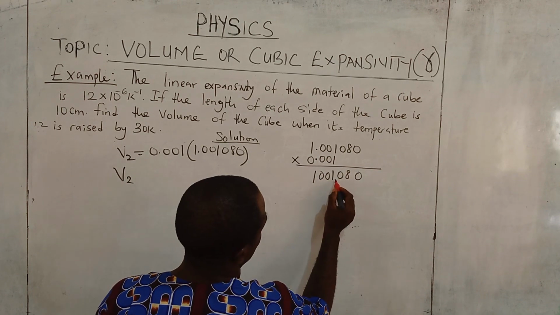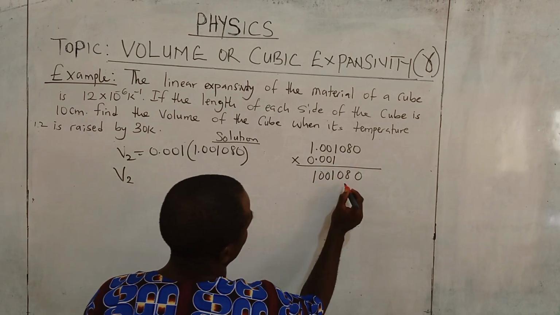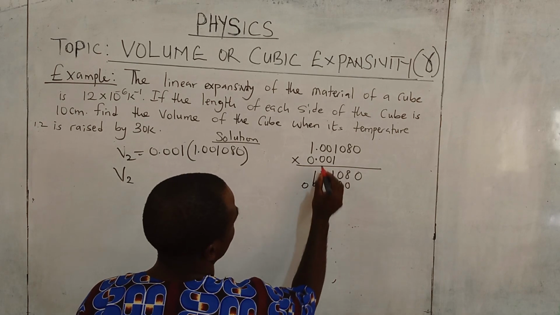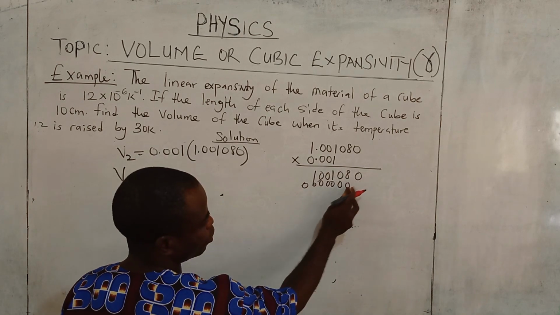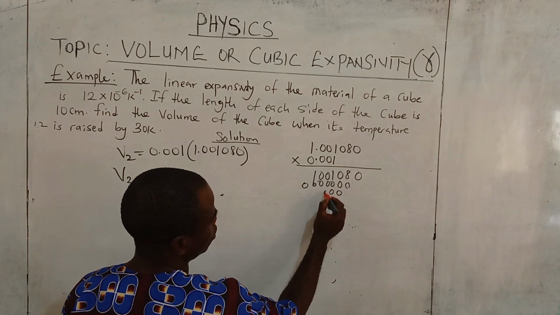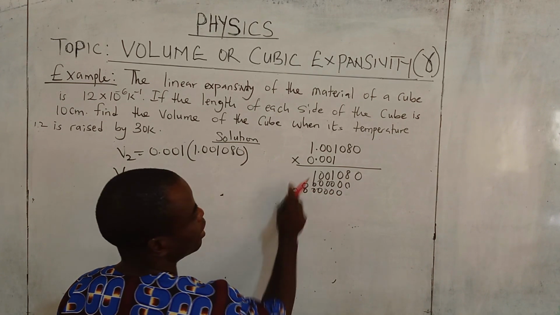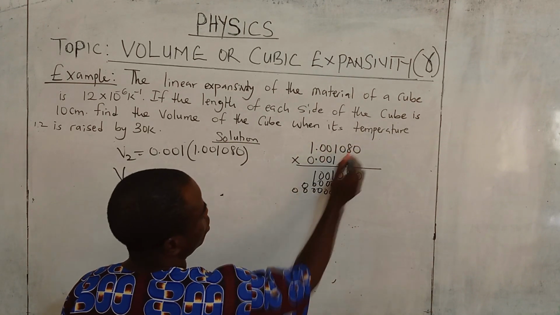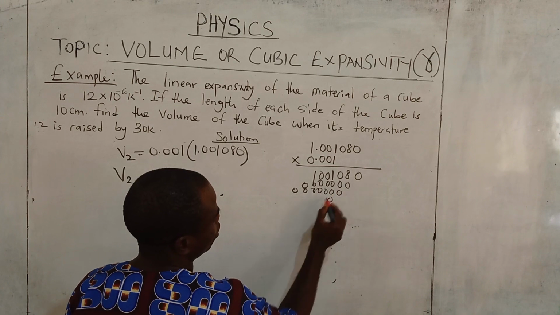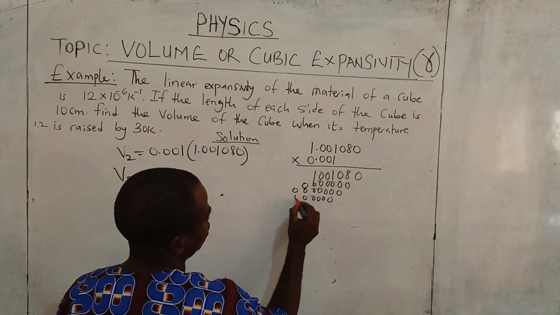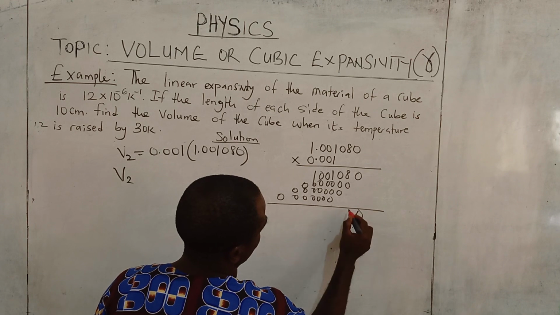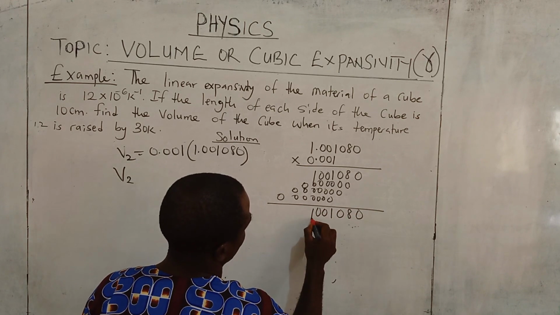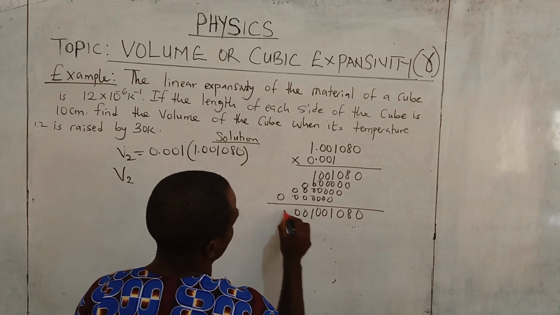1 times 0 is 0, 1 times 8 is 8, 1 times 0 is 0, 1 times 0 is 0, 1 times 0 is 0, 1 times 1 is 1. When you shift, the next one shifts to this. I am writing the zeros because when you multiply 0 with 8, all these numbers will give you zeros. Shift to the fourth line.